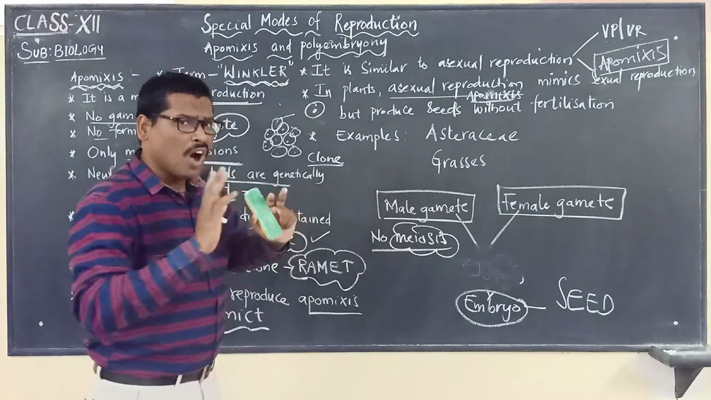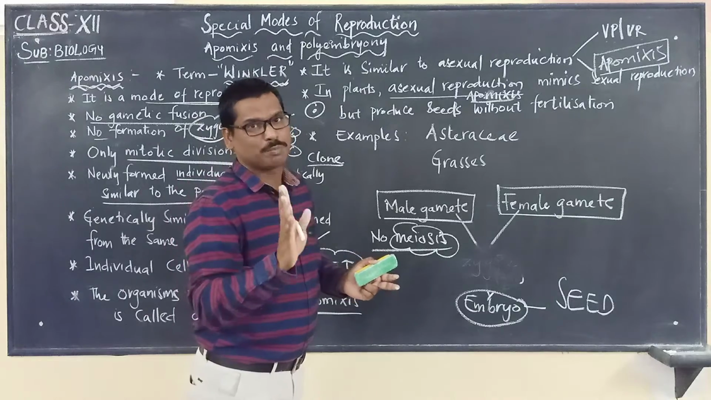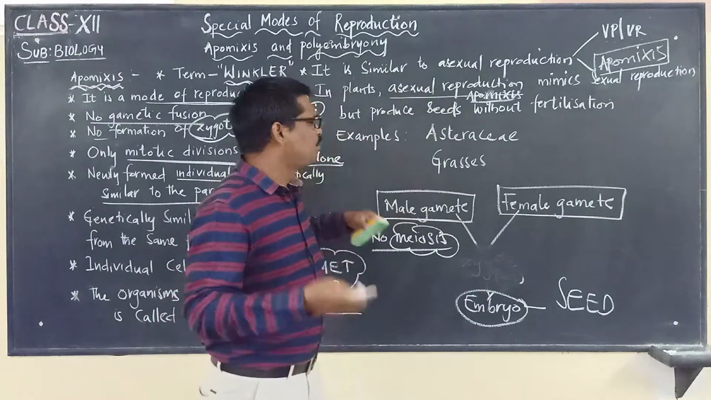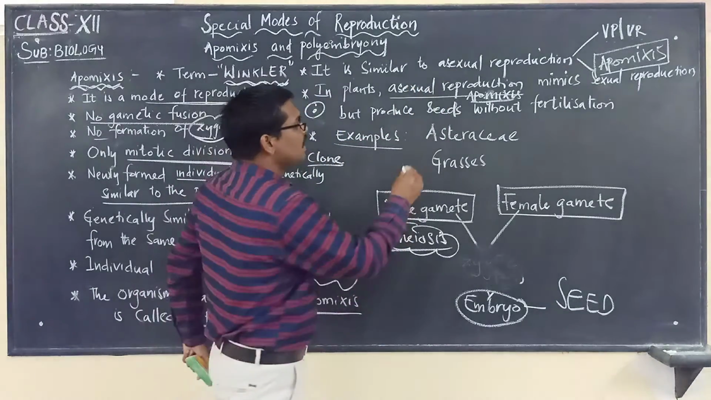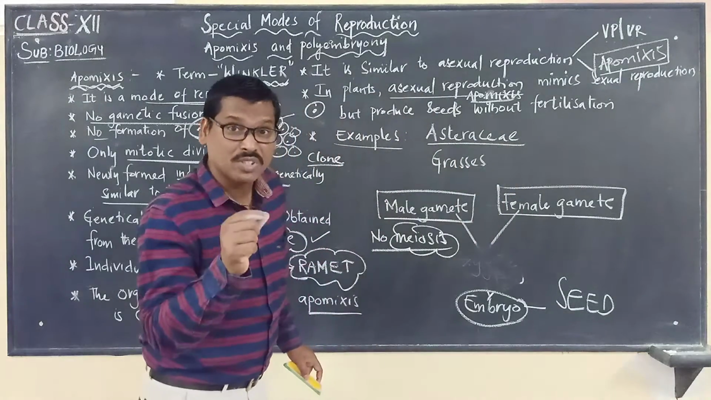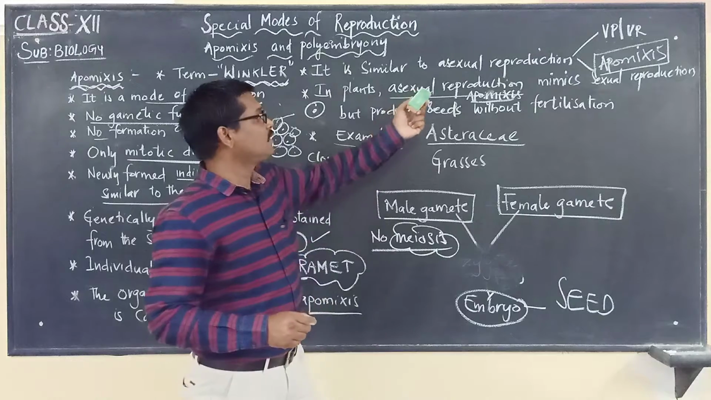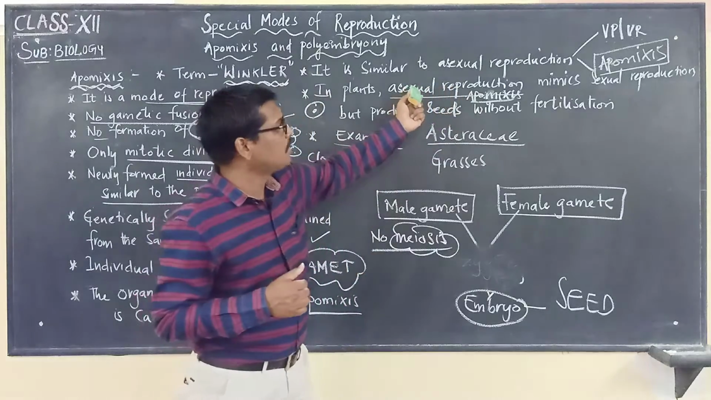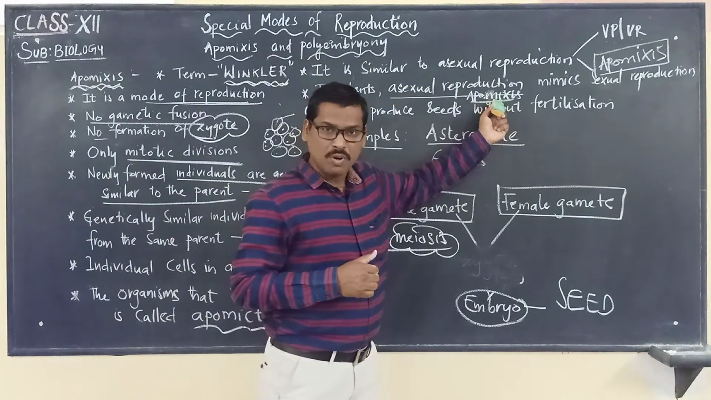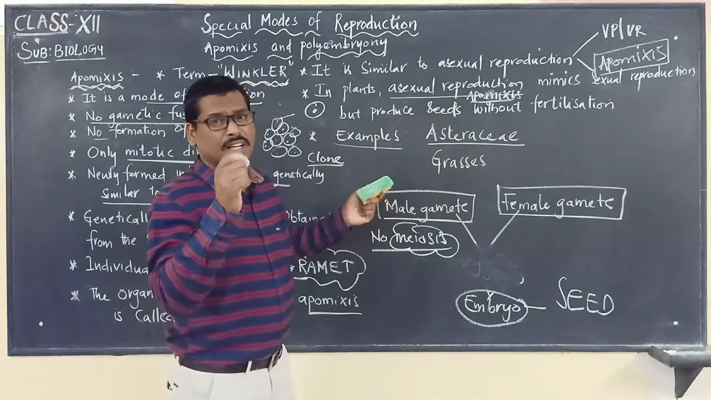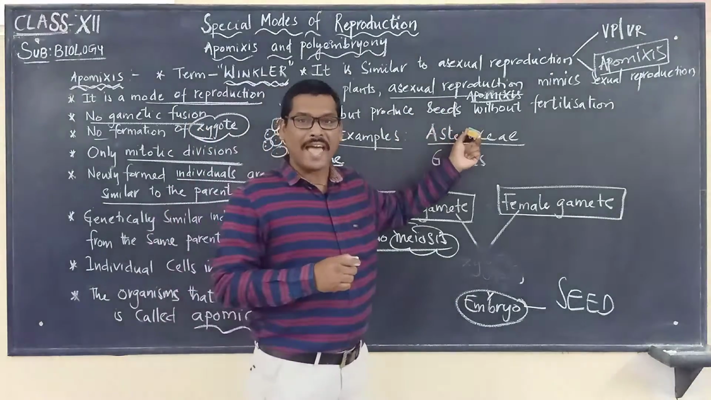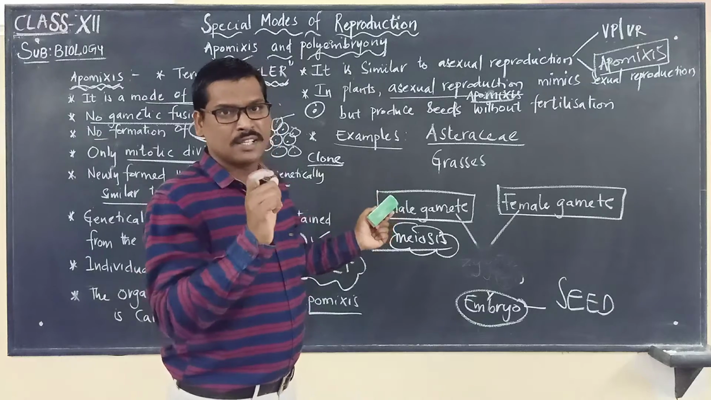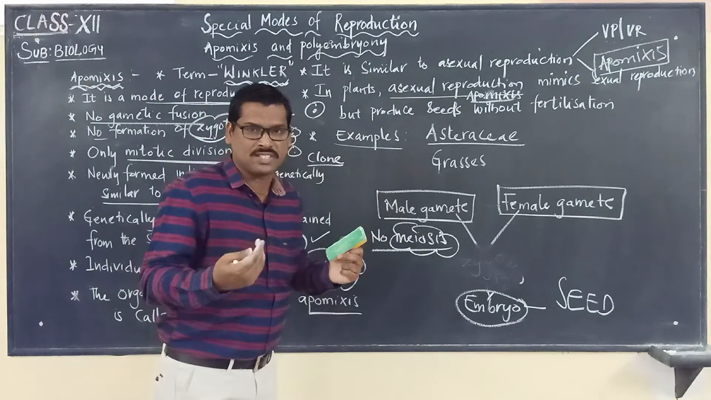And now here the common thing is what? Production of seeds. And the production of seeds through apomixis, that is asexual reproduction, is very common. Some of the best examples are in the members of Asteraceae. What is the point we have to remember when we talk about this? Apomixis. Apomixis is very clearly observed in the members of Asteraceae and grasses.